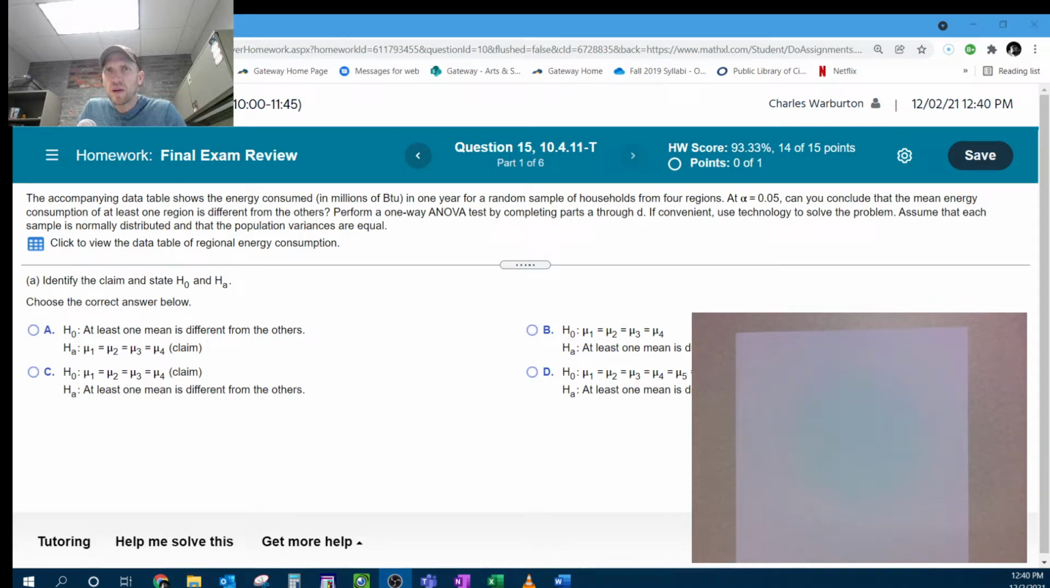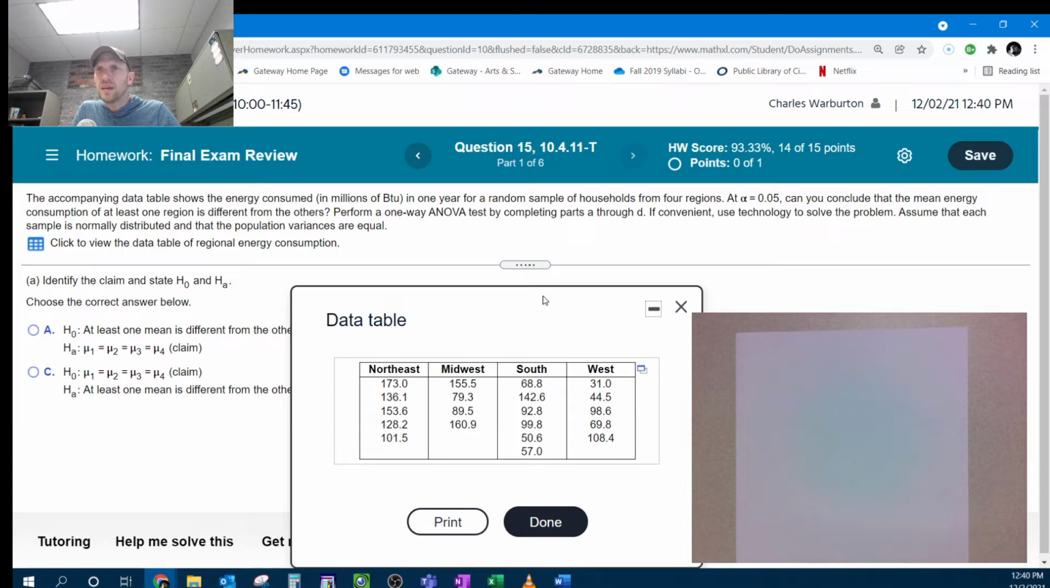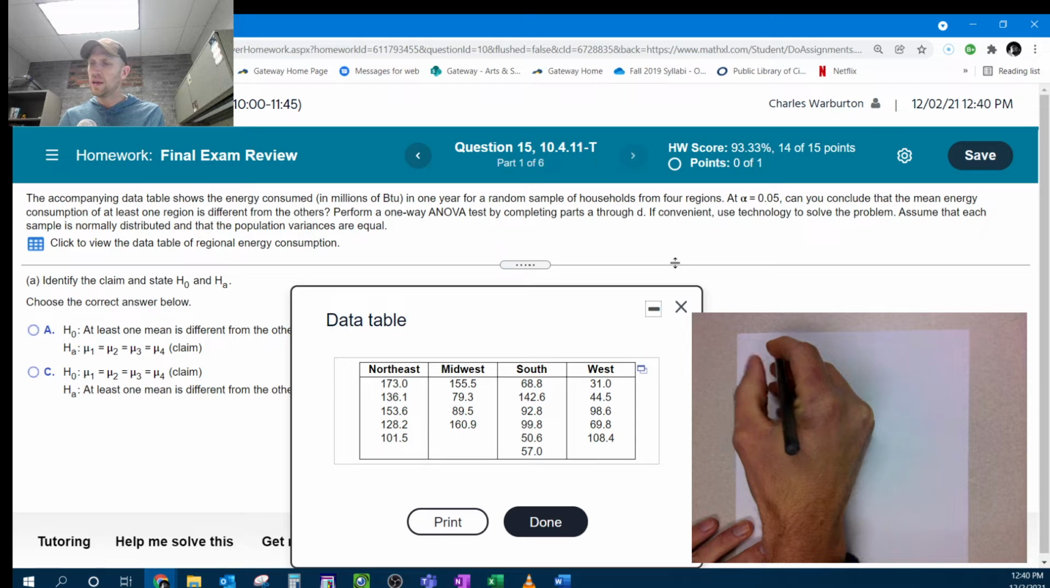All right, so the last problem on the final exam review is question 15. It says this: the data shows the energy consumed in 1 year for a random sample of households from 4 different regions. Can you conclude that the mean energy consumption of at least one of the regions is different from the others? They want us to perform a one-way ANOVA and see if there's a difference between the 4 averages.